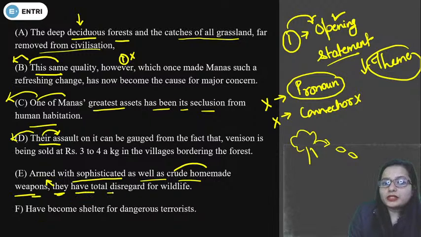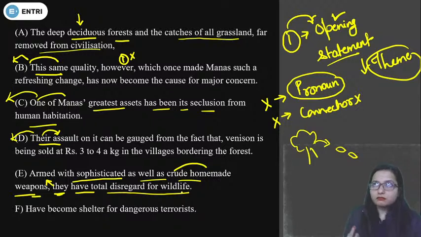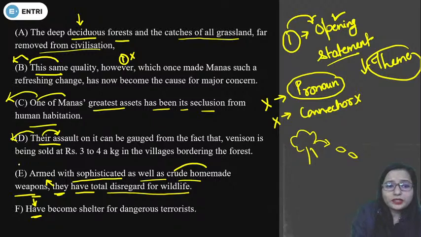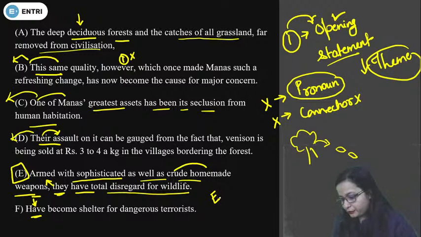They have total disregard for wildlife. Maybe this can be the first statement. Let's read the F. Have is the verb. You cannot start a sentence by using a verb. So it is very clear that E is the only option which should be used as a first statement. Okay, you are saying A, F, E, C, B, D.